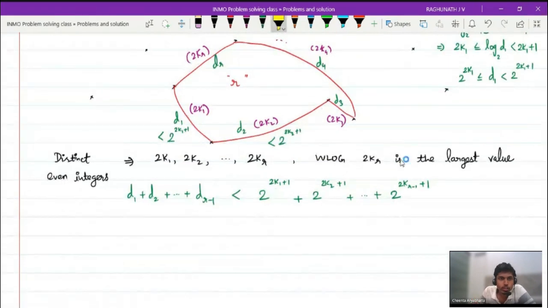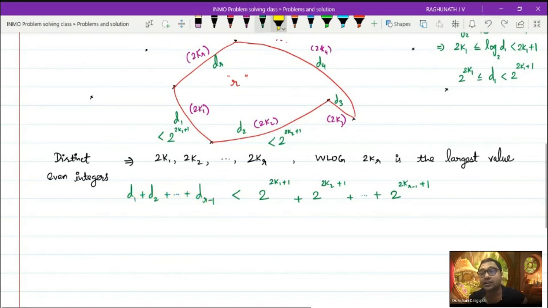Because if we could prove that the sum of all these distances is less than the one last distance, you see the triangle inequality is violated, right? So that's where Raghunath sir is talking about the extended triangular inequality: the sum of all the edges in a cycle will be larger than the one other edge which you did not consider.